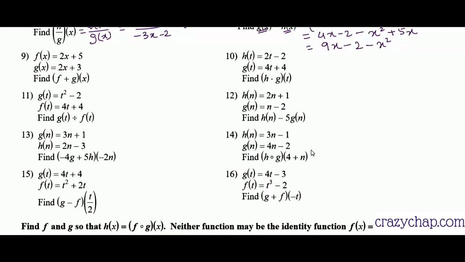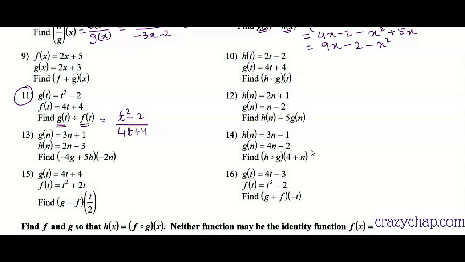Have a look at question number 11. Question number 11 says g(t) divided by f(t). Quite simple. You have the g(t) value, which is t squared minus 2, and divided by the f(t) value, which is 4t plus 4. So that's my answer.